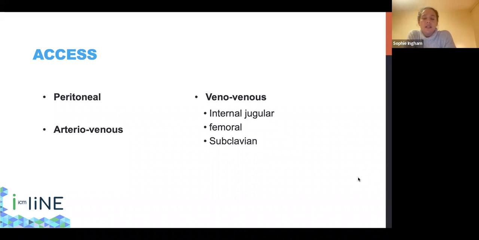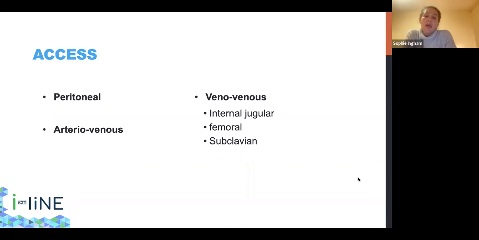And in those instances, the fistula may need reversing. So what we do in critical care mostly is veno-venous access, and essentially that means lines. So you can have an internal jugular, which is ideal, followed by a femoral, followed by a subclavian. Femoral is less ideal than an internal jugular, just because there's concerns of increased risk of infection. So I'm sure you've all seen femoral central lines.